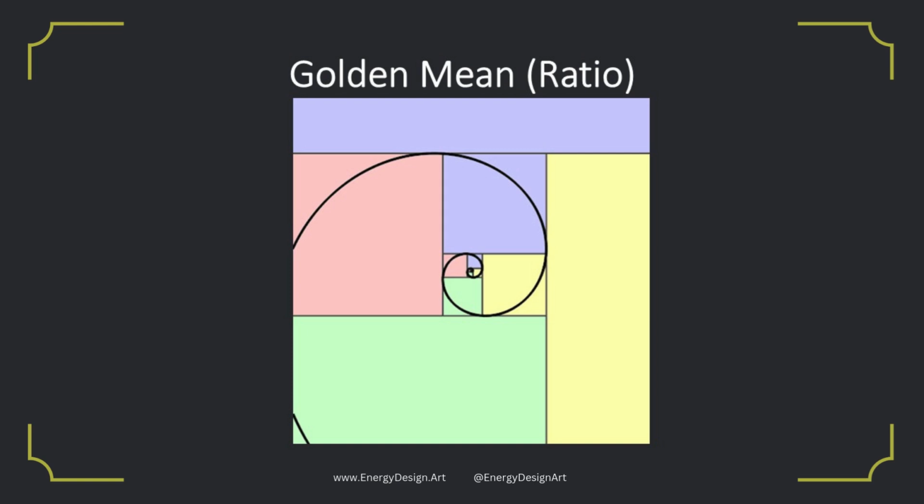As you can see, we can also draw a golden mean spiral based on the squares, and those squares together also form golden mean rectangles that are also useful for different projects. So if you want, you can also use a golden mean rectangle.